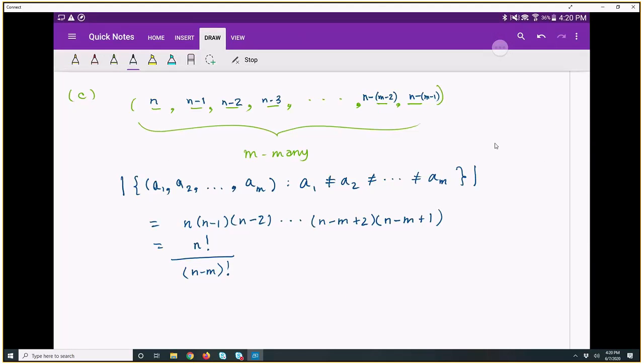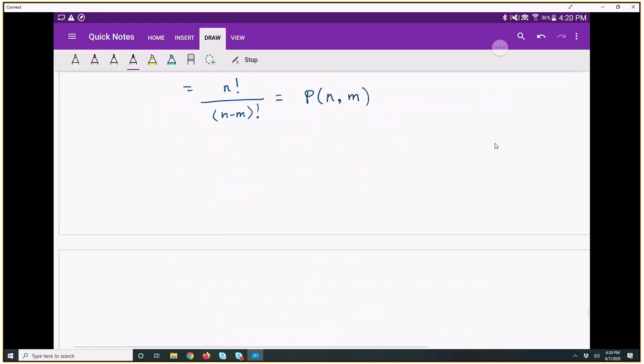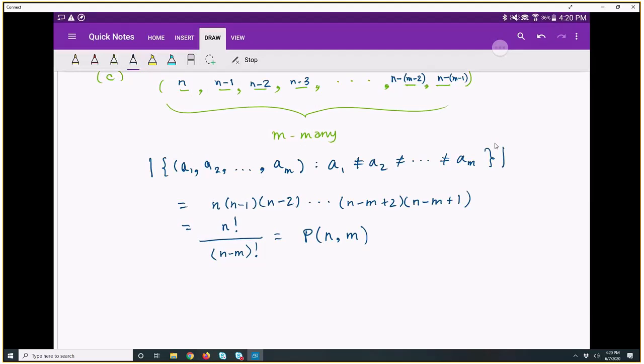So I can write this as P(n, m), and that does look like the conclusion of this lecture note. So we'll learn more in the next video.